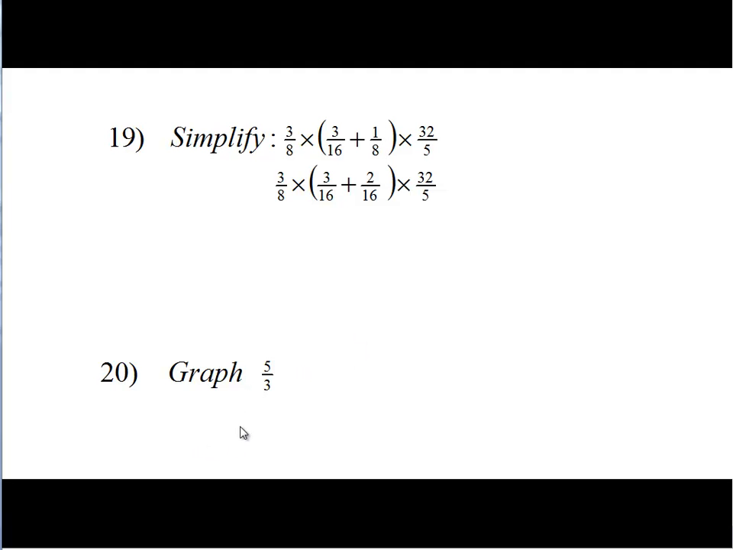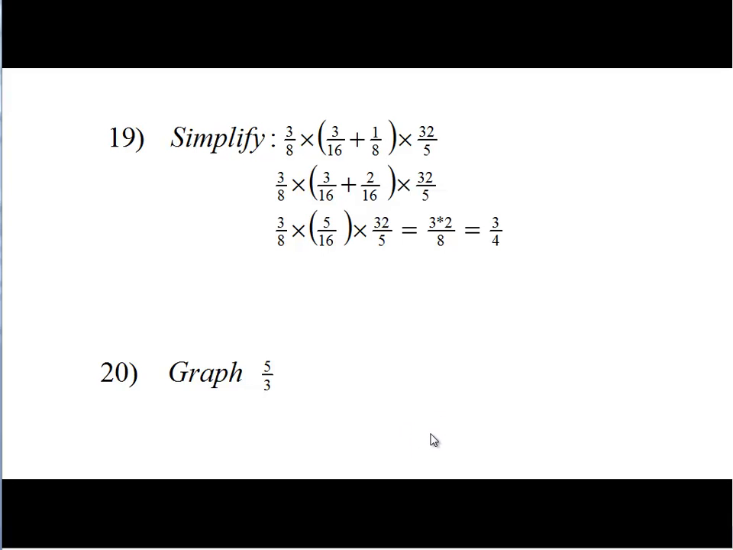1 times 2 is 2. 3 plus 2, you combine those, gives you 5/16. 32 over 5. Okay, your 5s will cancel. 32 and 16 cancel. And there's a 2 left up here because 16 goes into 32 twice. So I have 3 times 2, and then I have an 8 left on the bottom. 2 goes into 8 4 times, and so you have 3/4.